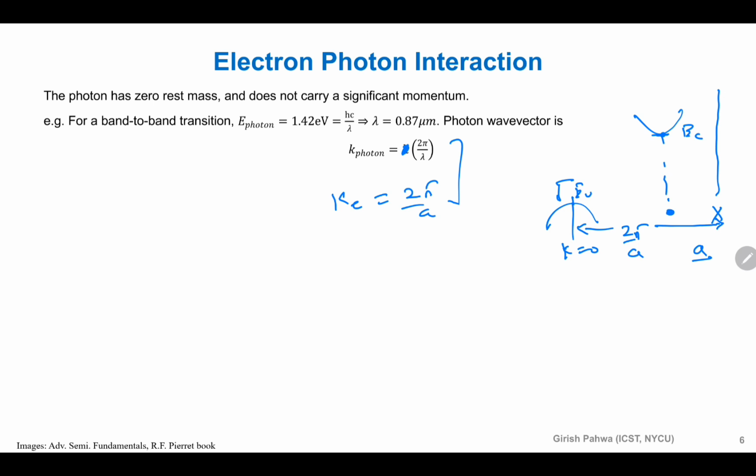Which one will be larger? The wave vector of the electron is going to be much larger than the wave vector of the photon. So the momentum of the photon is much smaller than the crystal momentum of an electron, at least for an electron in the conduction band of silicon. So when an electron is interacting with a photon, say I have an electron moving like this and a photon coming like this.